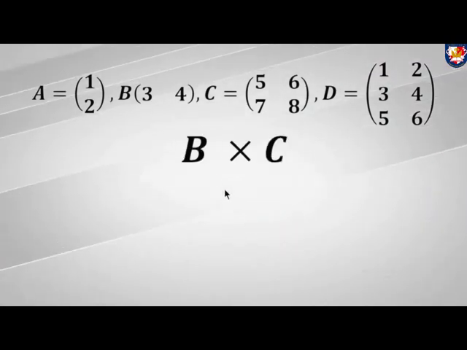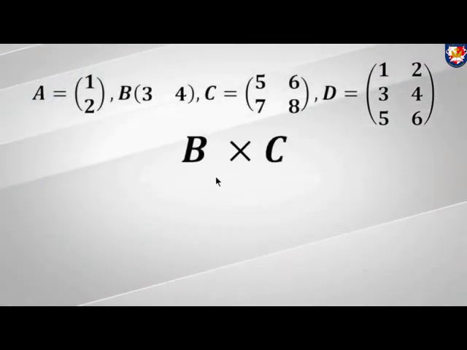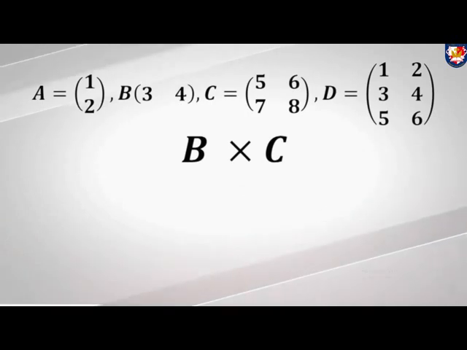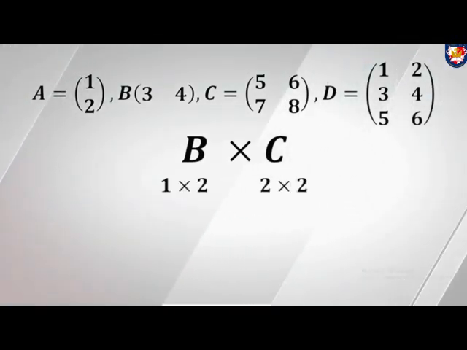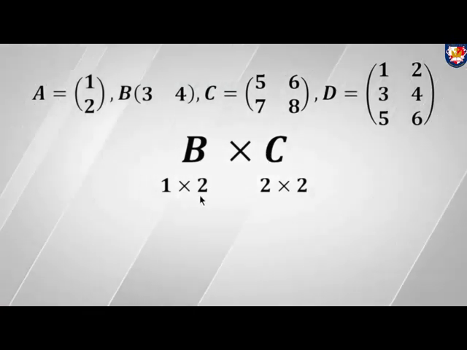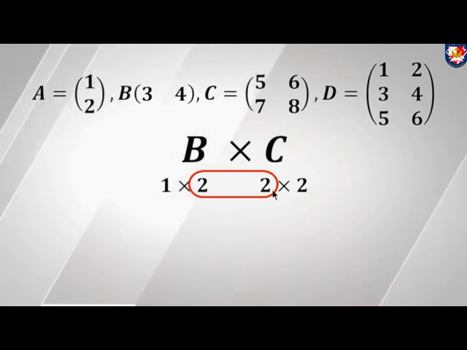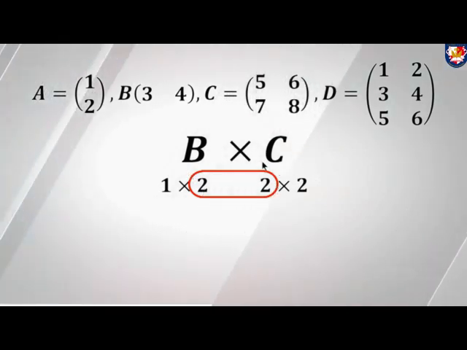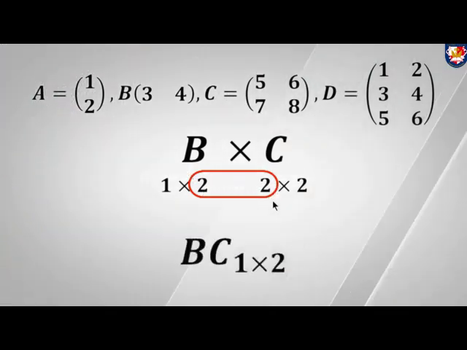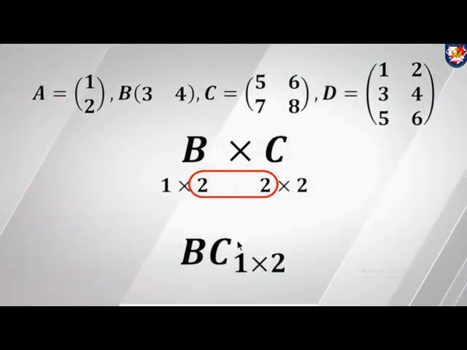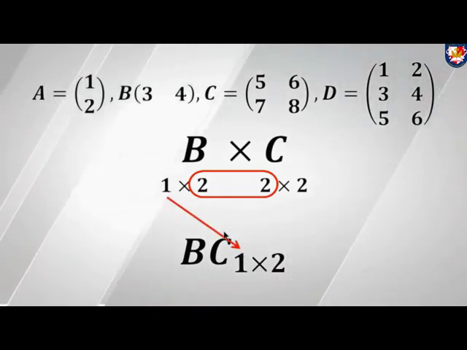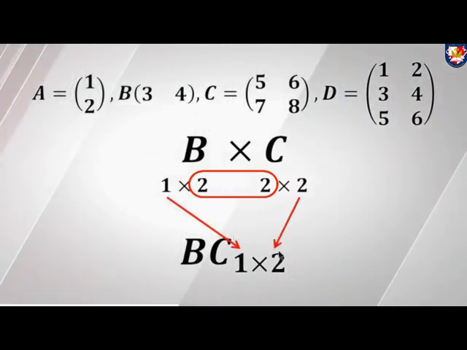How about B times C? Are B times C able to multiply? Let's check it out. We knew that the order of B is 1 by 2 and the order of C is 2 by 2. Since the number of columns in matrix B equals the number of rows of matrix C, it means B and C are able to multiply, and the order of matrix BC, B times C, equals 1 by 2. It comes from this number and this number.